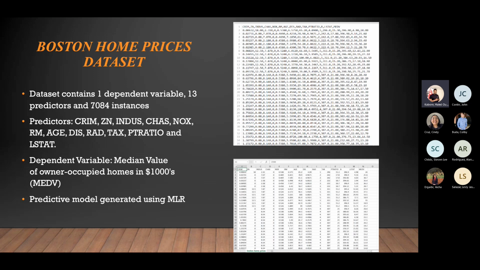So we have to know that for the dependent variable, we have the median value of owner-occupied homes in $1,000s. And the last one is just going to be the predictive model generated using the MLR. And for now, we're going to talk about the research question, but I will let Cindy Cruz talk about it.